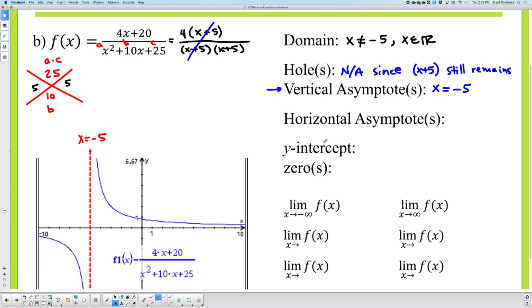Now that I do that, I go to horizontal asymptotes. Jesse, do you remember how to find a horizontal asymptote? Edwin, do you remember how to find a horizontal asymptote? Okay, well, I'll just jump in. It has to do with the powers. You compare powers. Are my powers bigger on the top, bigger on the bottom, or are the exponents the same?